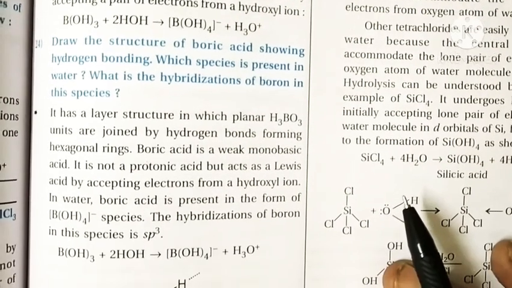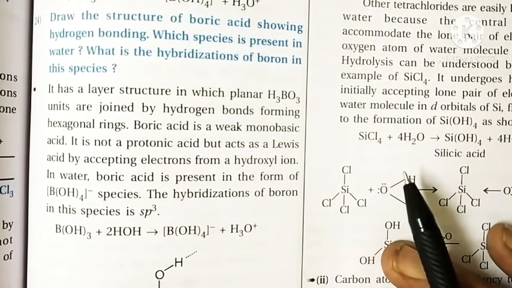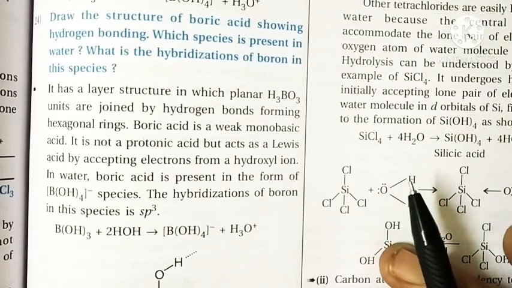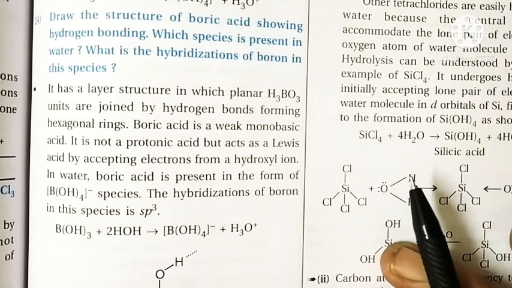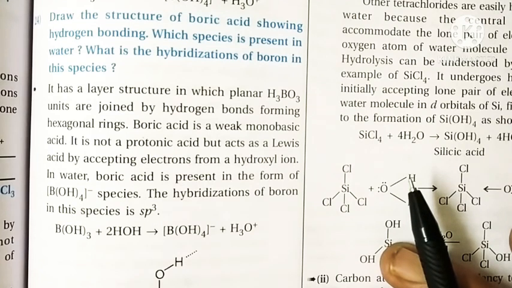Draw the structure of boric acid showing hydrogen bonding, which species is present in water, and what is the hybridization of boron in this species. We know that it has a layer structure in which planar H3BO3 units are joined by hydrogen bonds forming hexagonal rings. Boric acid is a weak monobasic acid; it is not a protonic acid but acts as a Lewis acid by accepting electrons from a hydroxyl ion. In water, boric acid is present in the form of the B(OH)4- species, so the hybridization is sp3.